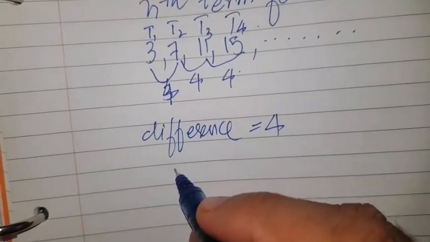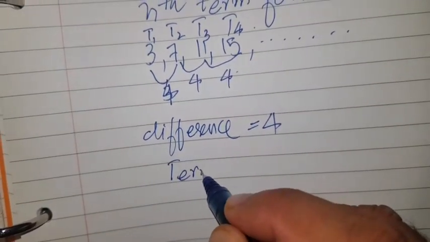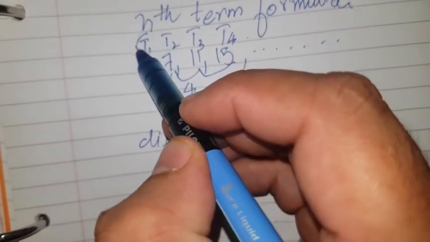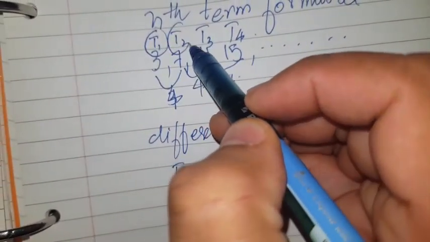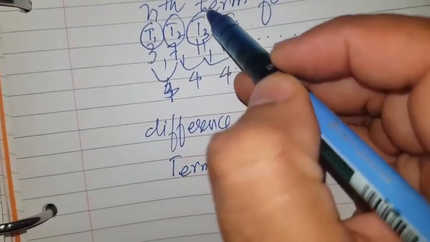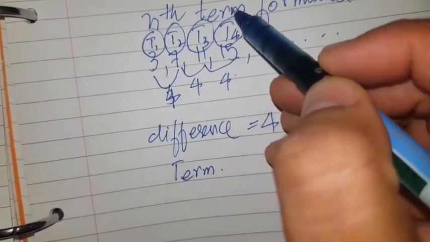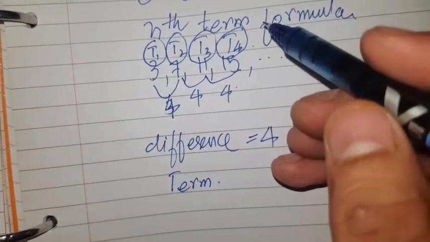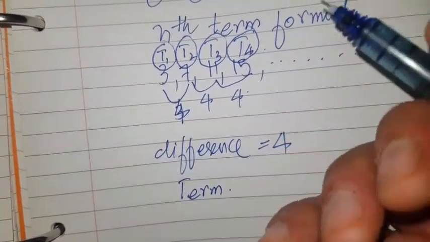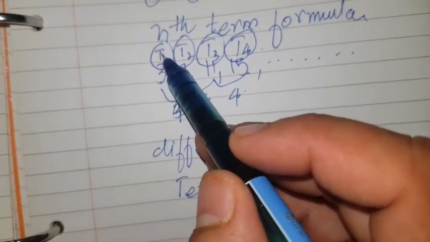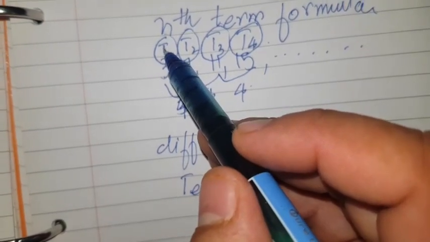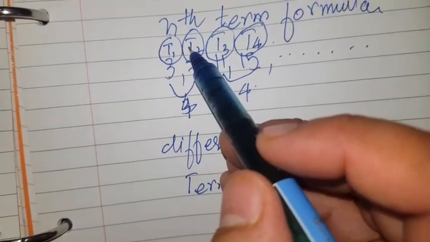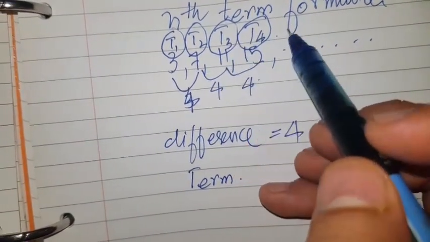Most of the time students get confused about what a term is. Remember that a term is the title name of any of these numbers. It's the same thing as having your name: your name is your title, and who you are is your value. So here, term 1 is the title. What is the value of term 1? It's 3. Term 2 is the title. What is the value of term 2? It's 7, and so on.